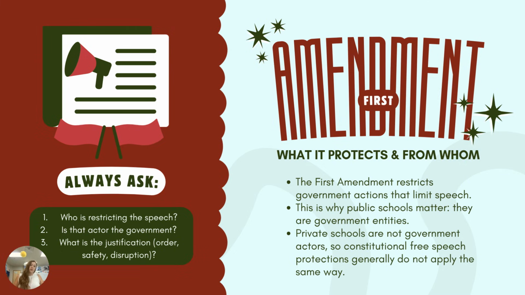And then what was the justification for the limitation, right? Was it order? Was it safety? Was it disruption? Was it something viable or not, right? When it comes to public schools, the standard that's set in the Tinker case, which we'll talk more about later in the semester, is that the justification has to be a material and substantial disruption to the school day, right? Not something hypothetical, something material that is destructive to other students' learning.